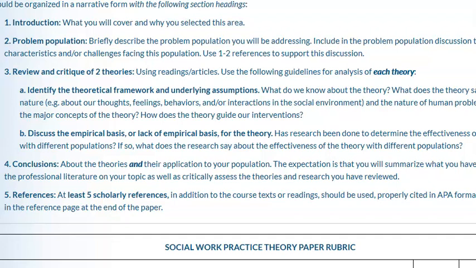Review and critique of 2 theories, and you need to look at each theory. So for each theory, identify the theoretical framework and underlying assumptions, discuss the empirical basis or lack of empirical basis for the theory, conclusions and references, and the requirement is at least a minimum of 5 scholarly references. This is not internet references unless they are online scholarly articles you have downloaded. So please make note of that.